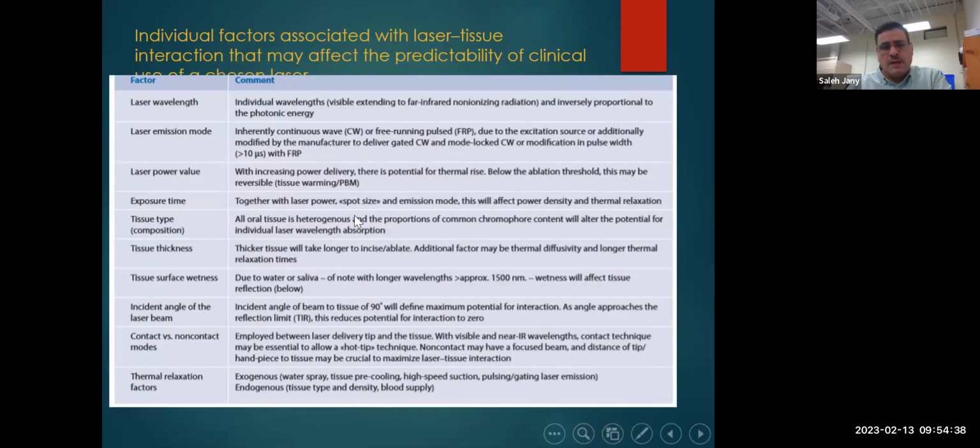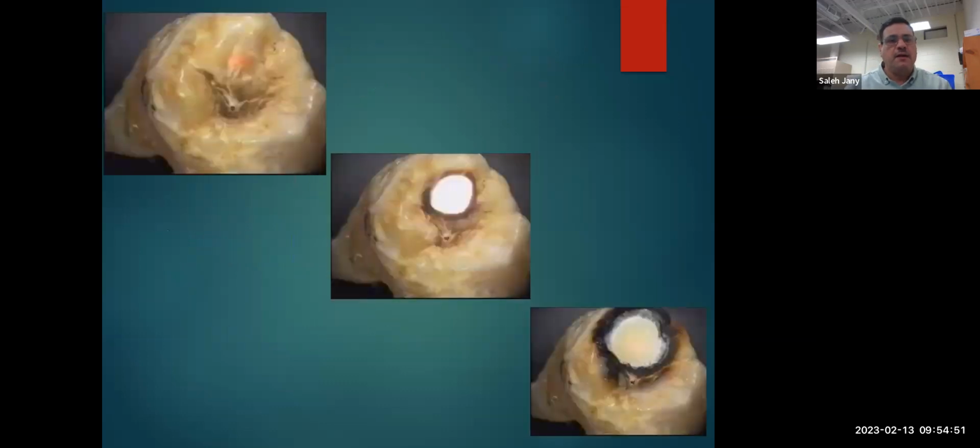Exposure time. It works both ways. If you keep the energy on the area, then the heat will disseminate to the other side and will burn around the tissue. I have a picture of a tooth when you put CO2 laser on it. If you leave it a little bit, it will burn the tissue around it. If you leave it more, all the tissue will burn.